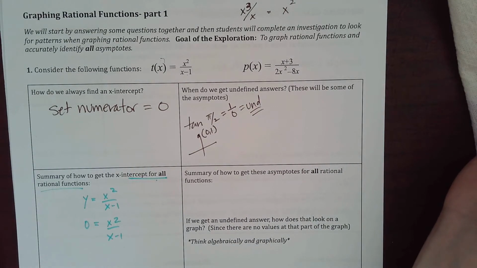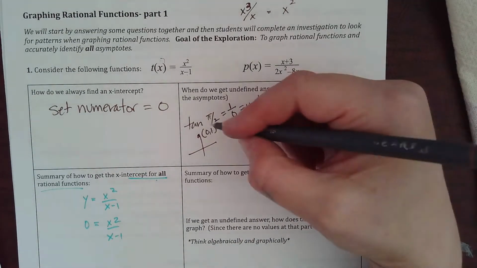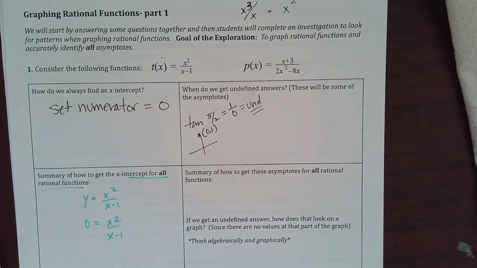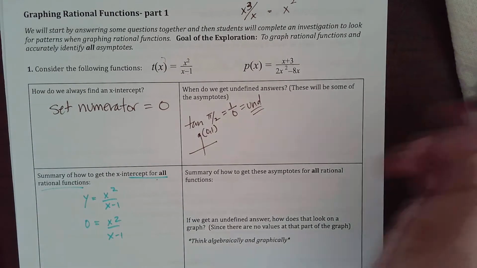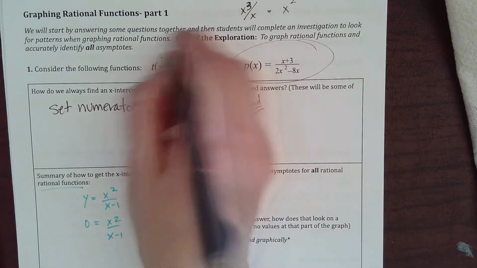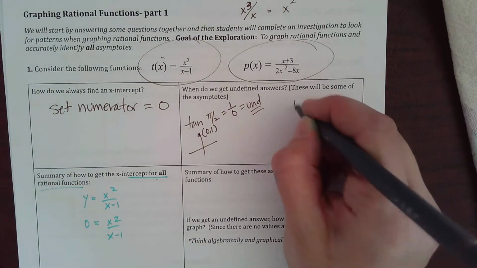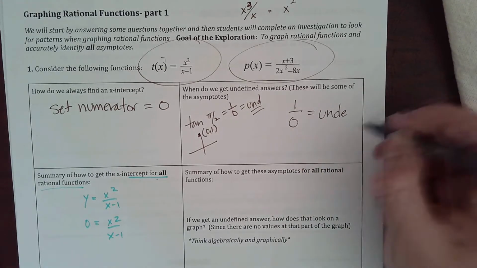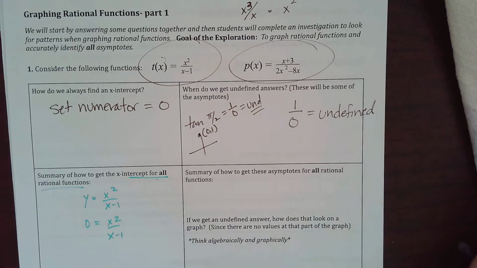Remember what the graph of a tangent function looked like. Any place where tangent was undefined, there was that vertical asymptote. Same thing holds true for rational functions. So if I take my two rational functions, how I'm going to get an undefined answer is I'm going to have 1 over 0. That's always going to result in something that's undefined, because 1 divided by 0 is undefined. We can't divide something into 0 pieces. And so that's how you're going to get an undefined answer.